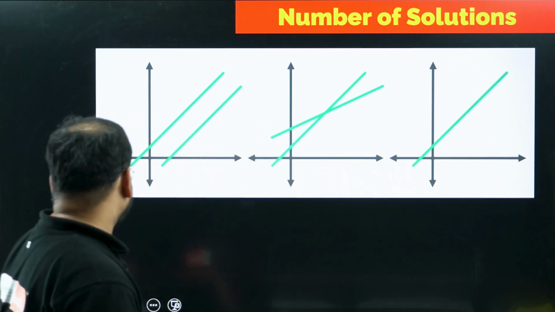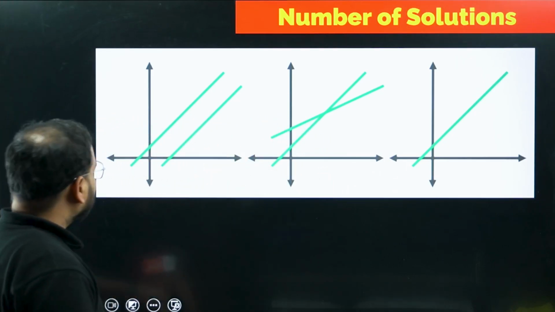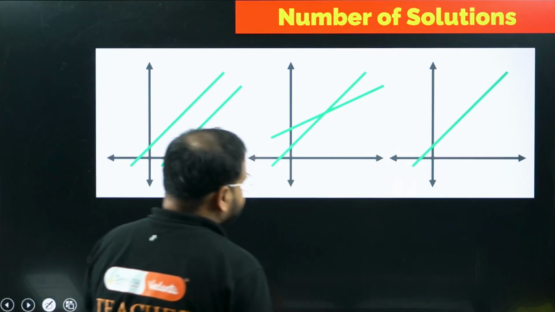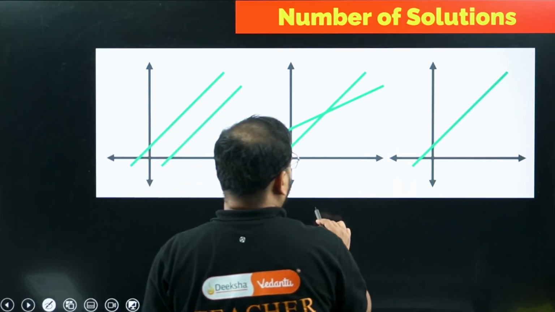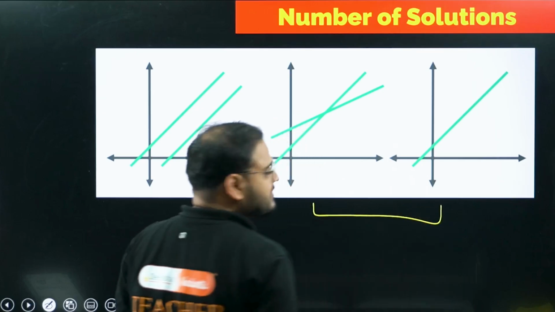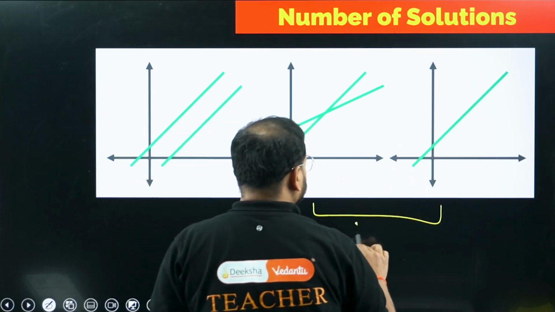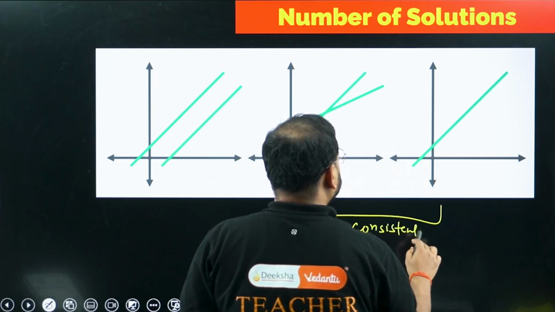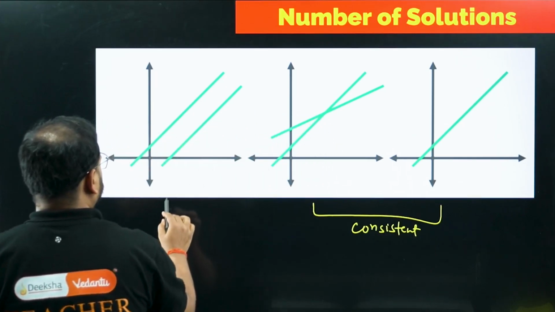If you remember, if you have learnt it, I know you will be able to answer. Otherwise, I'll tell you anyway. Please check. These 2 are called consistent form or consistent solutions. Consistent, and this is what? Inconsistent. What is this one, bacha?